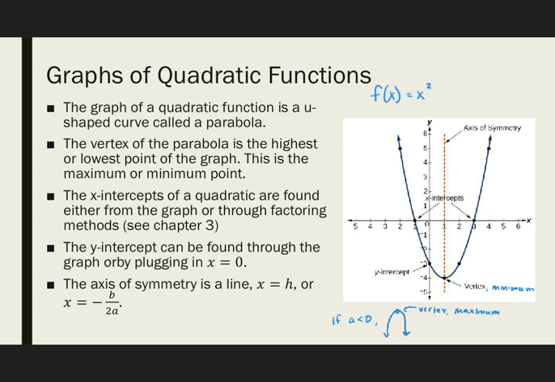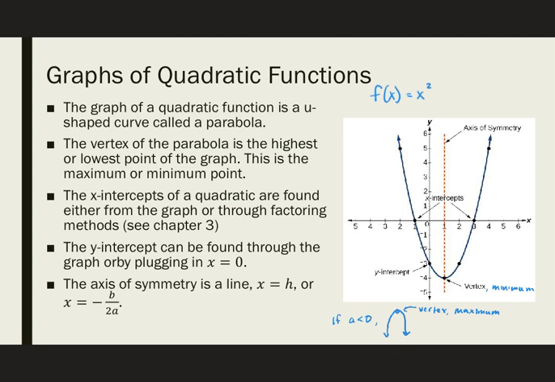Okay. The x-intercepts are found from the graph or through factoring. We're not going to go over that. So we did a whole thing on factoring. You can go back, you can look it up and review it. Factoring is important, but we're not going to recover it in this section because we already have. Okay, the y-intercept is either found on the graph or by plugging in x equals 0.